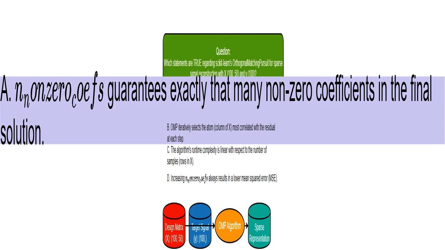Nope, this is incorrect. The n_nonzero_coefs parameter in scikit-learn's OMP implementation only sets an upper limit on the number of non-zero coefficients. It doesn't force the algorithm to use exactly that many. OMP might stop earlier if the remaining error is already small enough.